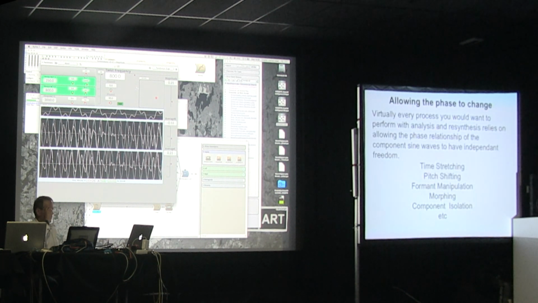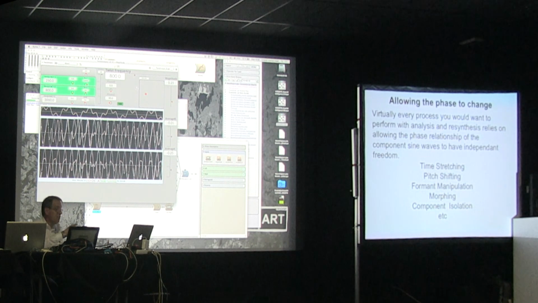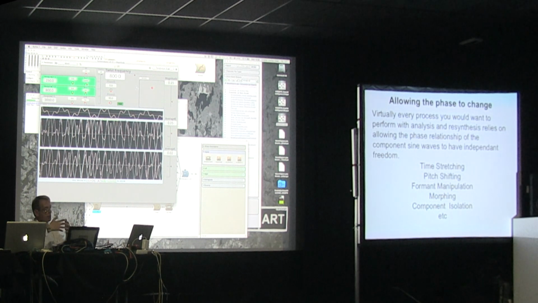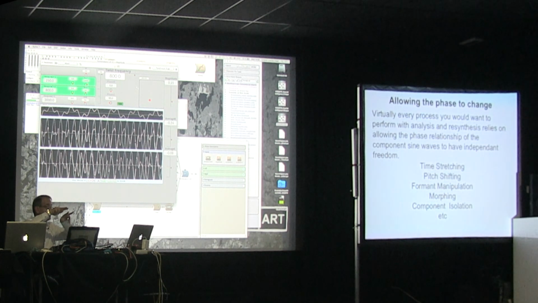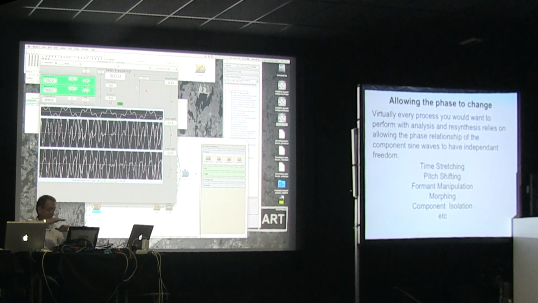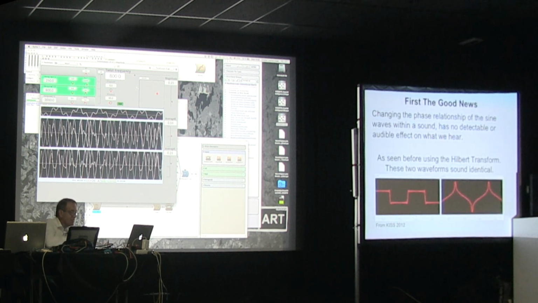Right? Let's think of everything we'd want to do in the middle, like time stretching or pitch shifting, formant manipulation, morphing, component isolation, that sort of thing. We rely on the phase of these things changing. If you want to change the frequency of something, the phase relationship can't remain the same, because by virtue of the fact that we're going to take the pitch up, you can't keep the phase the same. If you keep the phase the same, you can't change the pitch. It just won't work. Mathematically it won't work. So things in the middle are going to have to change the phase.